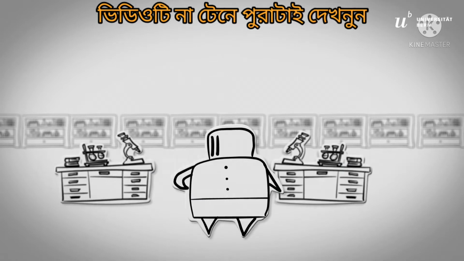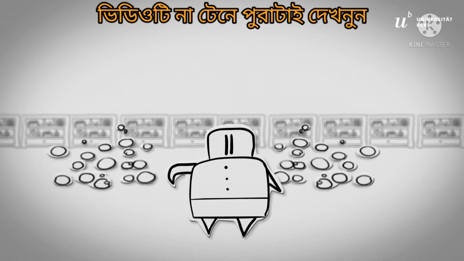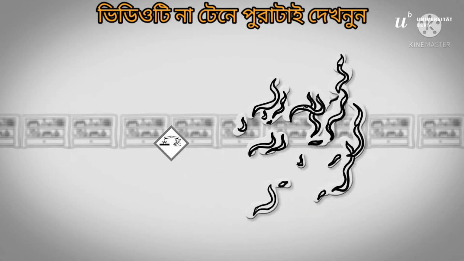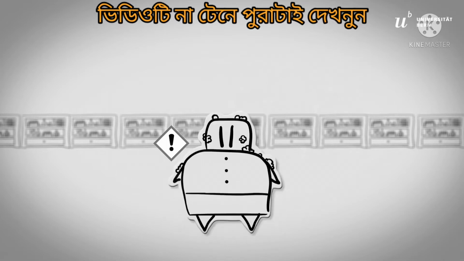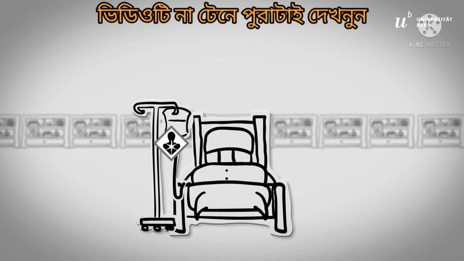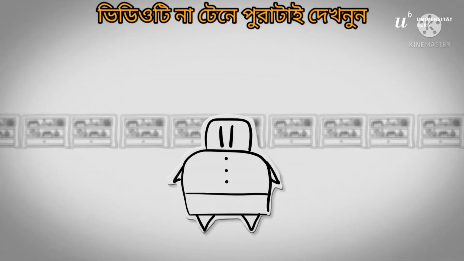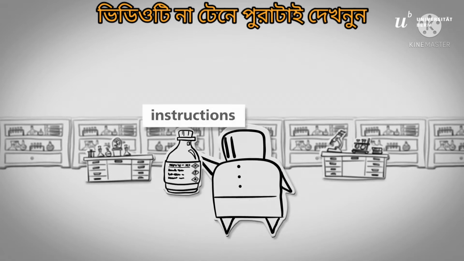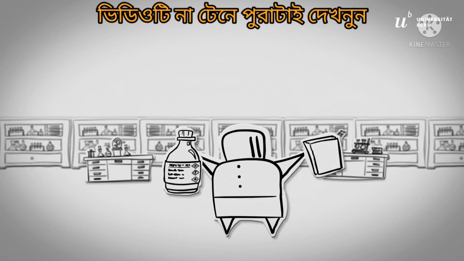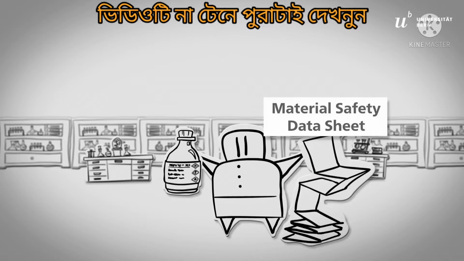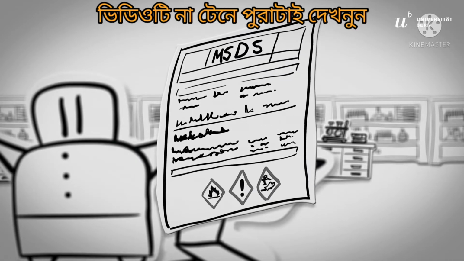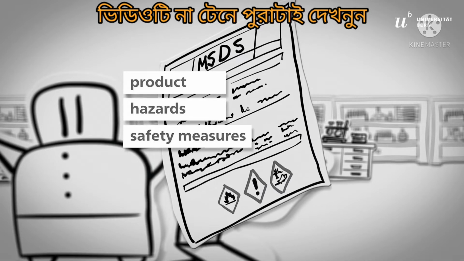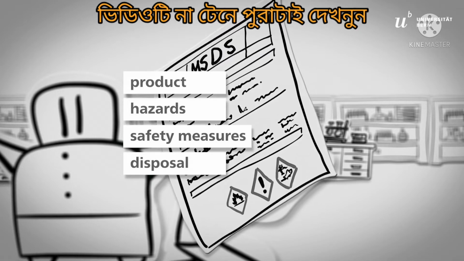Chemicals pose potential physical, health, and environmental hazards, such as explosion, fire, oxidation, corrosion, poisoning, irritation, cancer, pollution, and more. To use a chemical in your work, you must follow the instructions given on the container label and the corresponding material safety data sheet. The sheet also contains information about the product, its hazards, the corresponding safety measures, and how to dispose of the product.